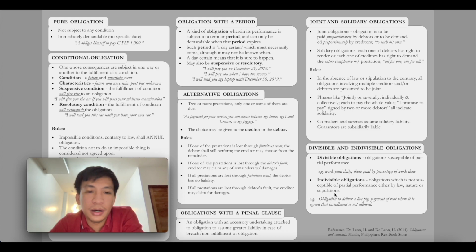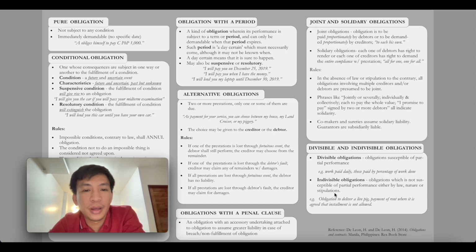Okay. Ang example natin dito is, as payment for your service, you can choose between my house, my Land Cruiser, or my piggery. Kumbaga, bilang kabayaran ng serbisyo mo, pwede kang pumili between my house, my Land Cruiser, or my piggery. Dahil or ang ginamit niya dyan, it is an alternative obligation. Kasi hindi pwedeng lahat. Okay? Isa lang or some are due. Now, yun yung essence ng alternative obligations. Kumbaga, maraming prestations, maraming object na pinagpipilian, pero only some are due na.